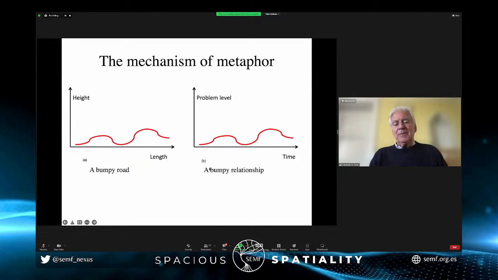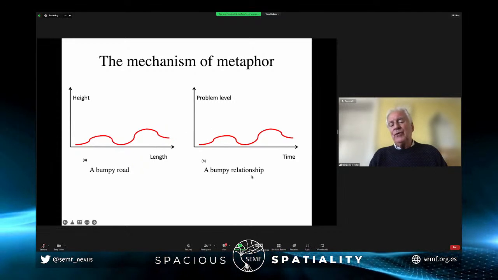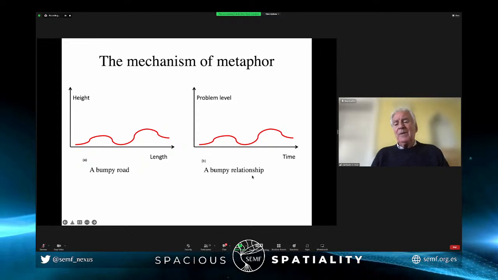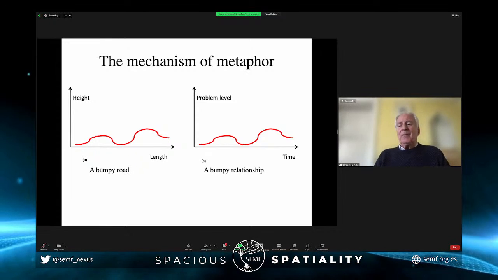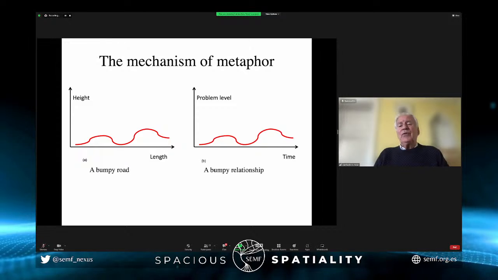Now look at the metaphor, a bumpy relationship. What's happening here? Well, what's happening here is we take two fairly traditional metaphors.